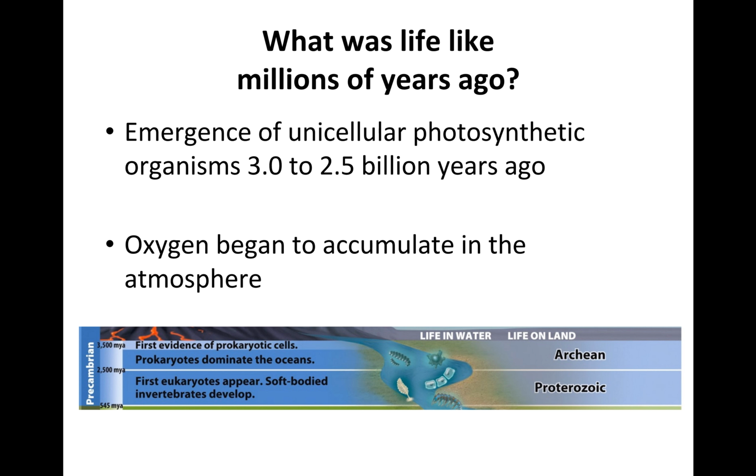They've figured out, or they've hypothesized, that unicellular photosynthetic organisms, so unicellular means one cell, probably emerged between 3 to 2.5 billion years ago. And photosynthetic implies that oxygen began to accumulate in the atmosphere. This is important because this created what's our atmosphere today, the ozone layer. Ozone is oxygen O3, which protects us from UV radiation.